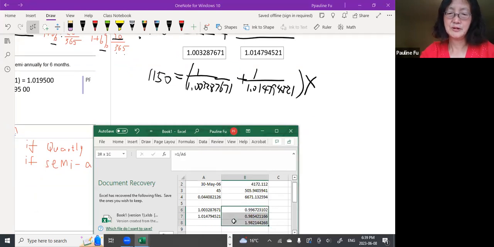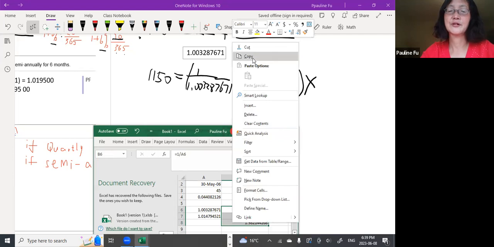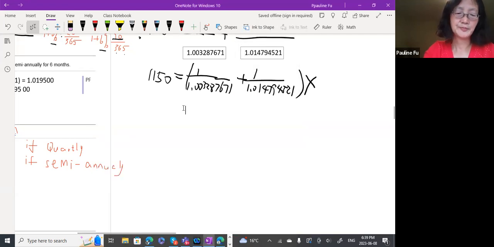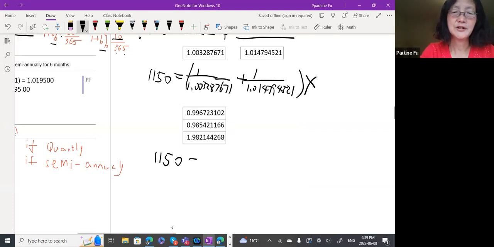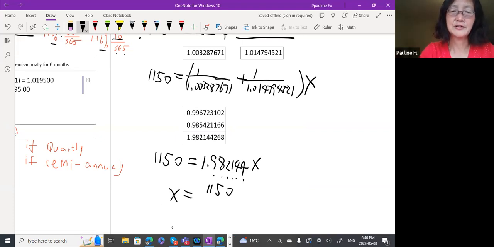So I will copy all this as a reference to my OneNote. Okay. So we get 1150 equal to 1.982144. We don't need that many digits. Okay. So finally, X equal to 1150 over 1.96.